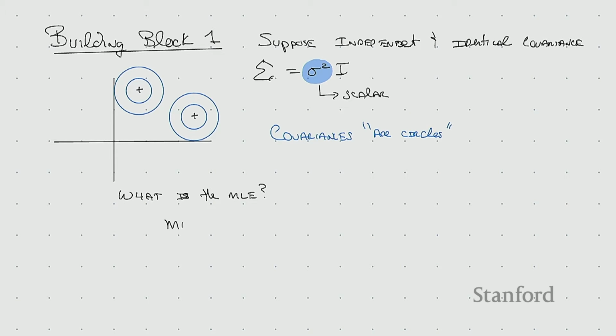Well, we're minimizing now over one free parameter, and it looks something like this: the sum from 1 to n of (xi minus mu) transpose (xi minus mu), except that when we take the transpose here, it's all times a scalar, so I'll pull the scalar out in front, and it'll be minus sigma squared. Okay? Plus d log sigma squared, right?